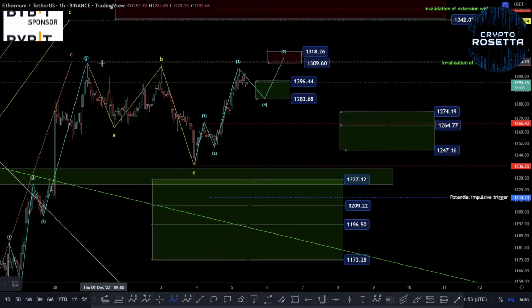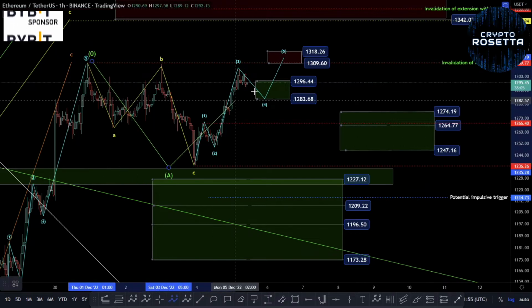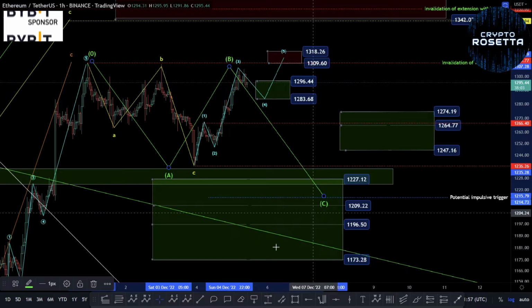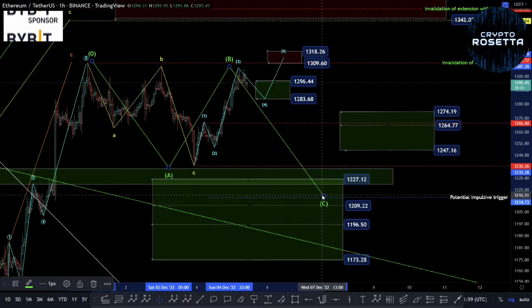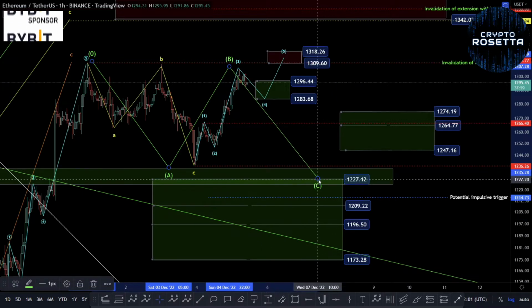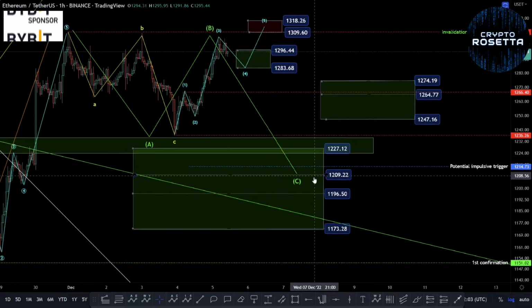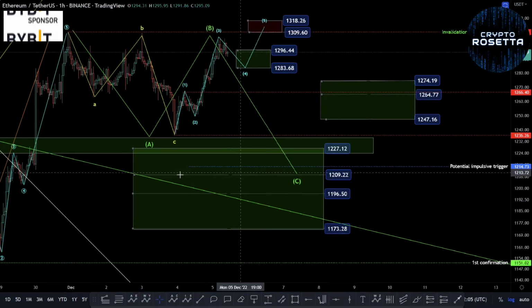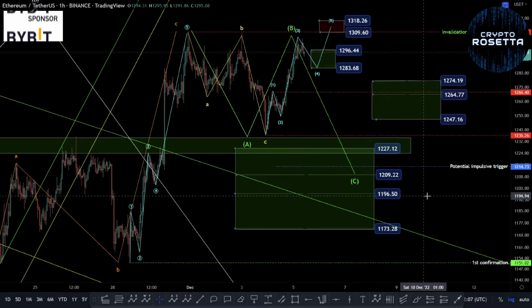If that does happen, we'd be looking for something more like an A, a B, and a C to the downside. And we could look to potentially retest these areas or come down further into this support box and test this 1209 area potentially as a 0.618.